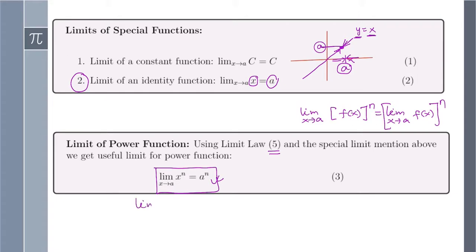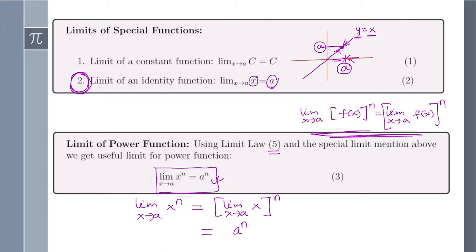So the limit as x approaches a of x to the nth equals, now if we use the limit law right here, then this can be written as the limit as x approaches a of x, all to the nth power. Now if we use this limit number 2 here, then that becomes the limit as x approaches a of x, which is just a. So that becomes a to the nth power. So that's how we get that formula. Now see, if we have x to some power, then we can just find the limit by substituting x with a. So it's super easy.